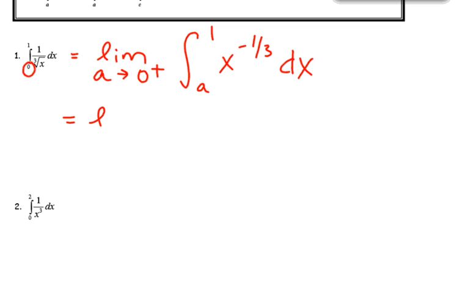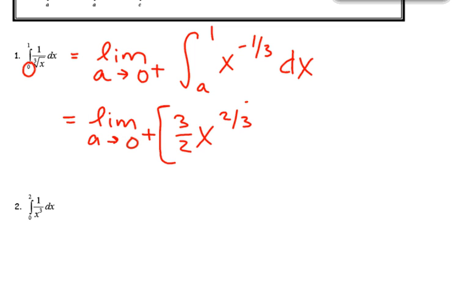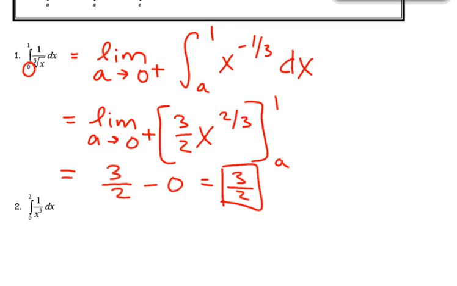Now we're going to integrate, and we get x to the positive 2/3 with a coefficient of 3/2, and evaluate that from a to 1. So we're looking at the limit as a approaches 0. When you evaluate at 1, this is just going to be 3/2, minus, evaluate at a, and you get 3/2 a to the 2/3. And as a approaches 0, that would just be 0. So my answer here is an area of 3/2.